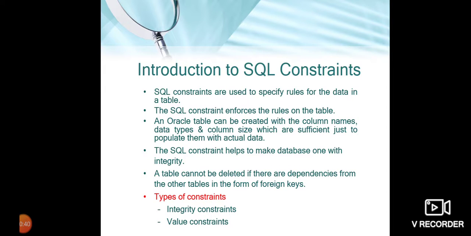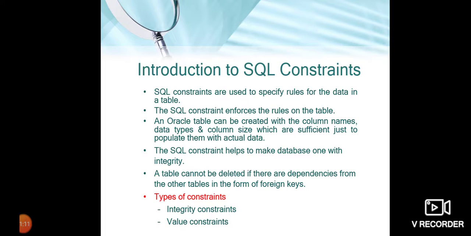When you're going to create a table, you can also add constraints as an option. Constraints are used to specify rules for the data in a table. It enforces the rules on the table. So for example, if you take the voters database, the voting age is 18 years and above. If a person has attained 18 years or above, then he or she is eligible for voting. So that is a constraint here.